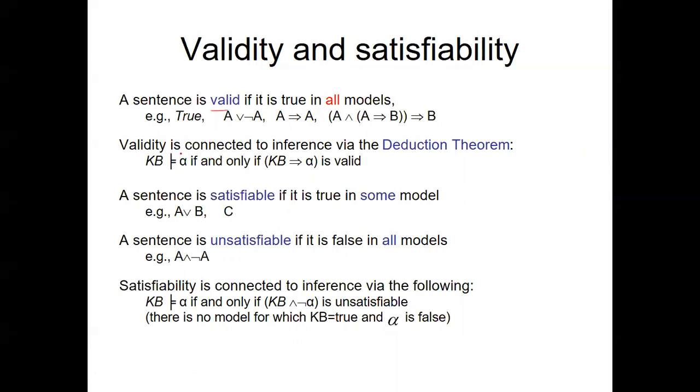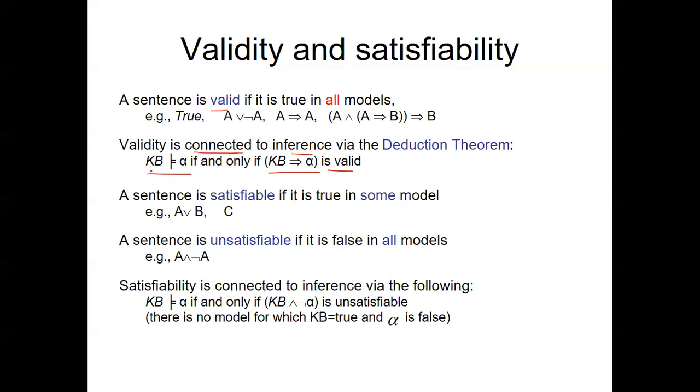Okay. So validity is connected to inference via the deduction theorem. KB entails alpha if and only if KB implies alpha is valid. Okay. So this is one example of validity.